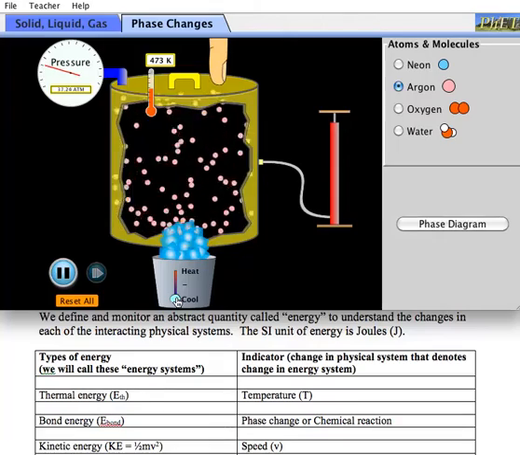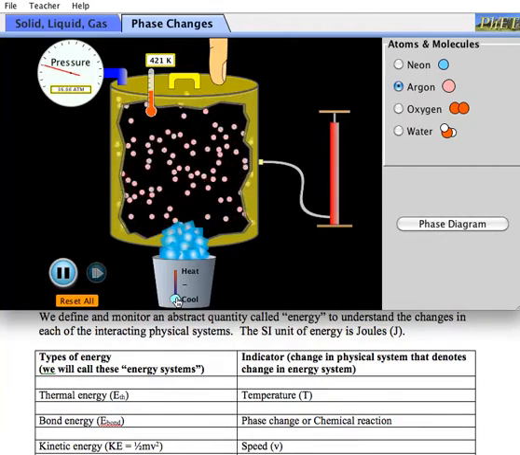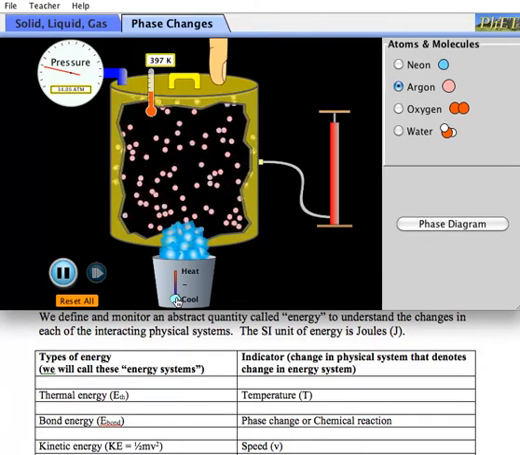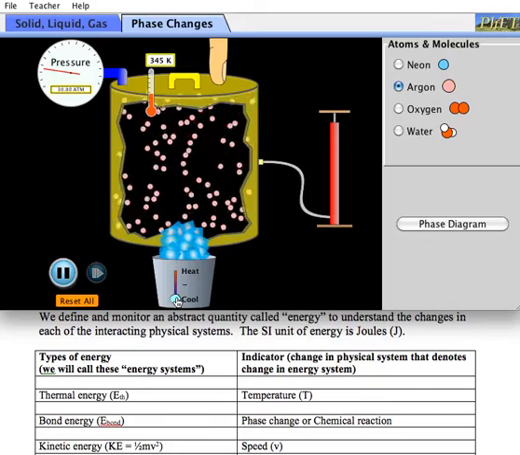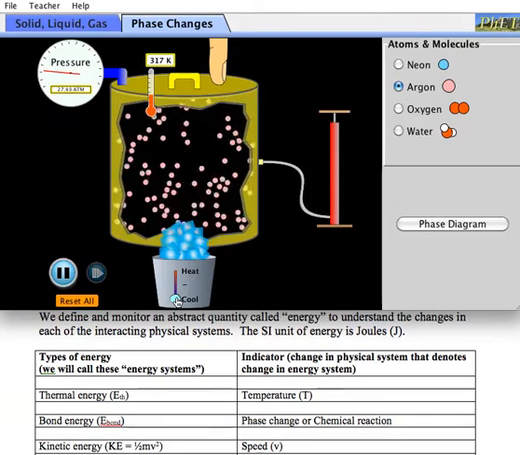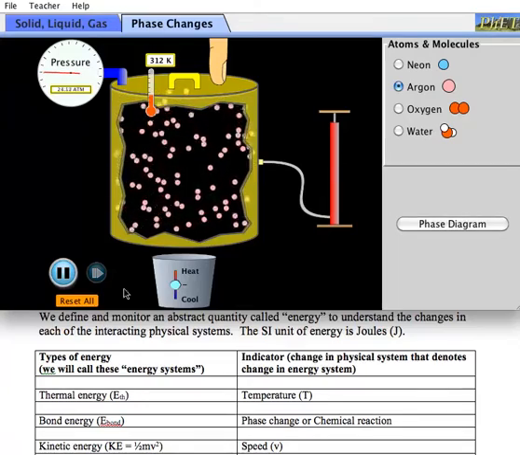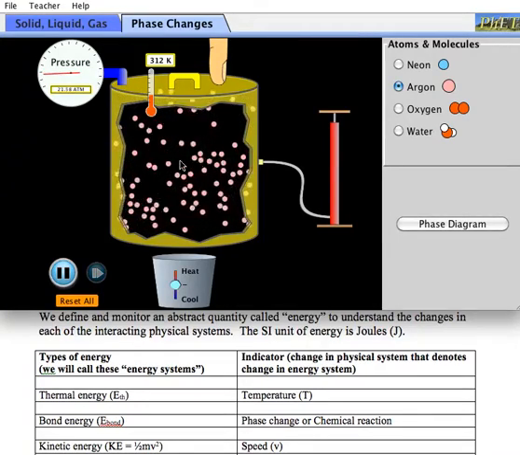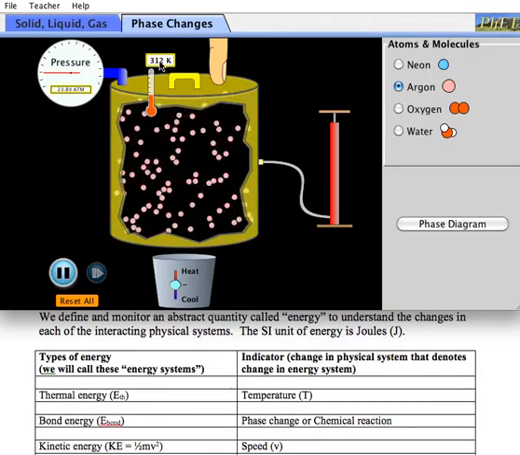So I'm going to put something cold in contact with this. This cartoon is putting something cold in contact with this gas. The gas temperature goes down as I transfer heat energy away from the gas. The thermal energy is what goes down. I can tell that because the temperature goes down.